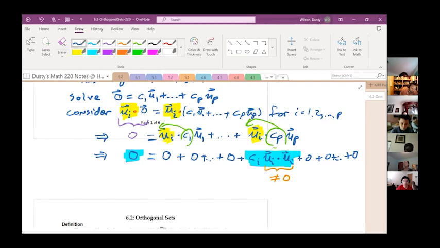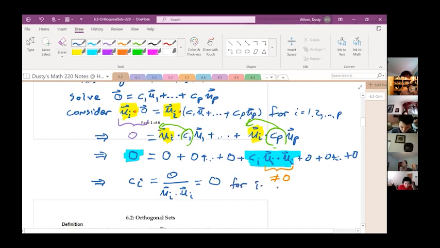So that tells us that we could find ci by taking 0 divided by ui dot ui, which would be the same thing as 0. So we just showed that ci is equal to 0, and this would be true for i equal to 1 all the way to p.